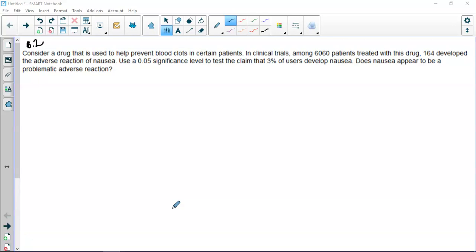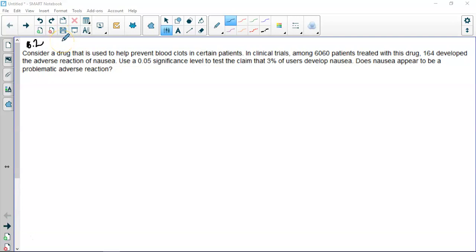How do I know if it's a population proportion? How do I know if it's a mean? And really, it's right in the question. If we look at this question, now I know I have this labeled 8.2, and so we know that this is going to be a population proportion. But you'll be able to tell what's happening by the type of question that you're asked.